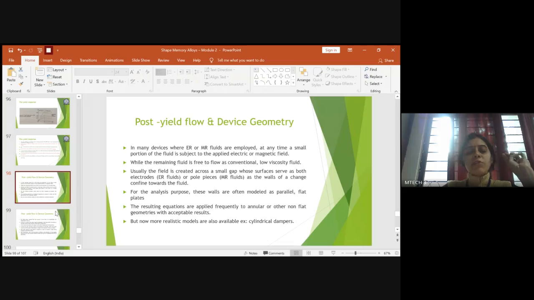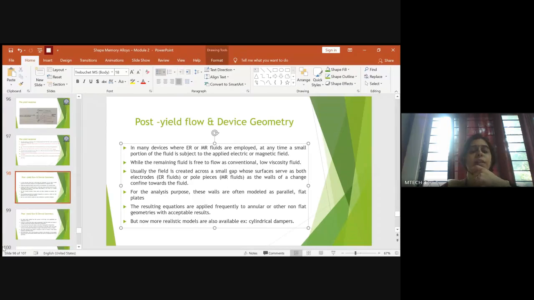So this was what was clarified related to the pre-yield. Later you have the last part of the mathematical model. We studied two mathematical models. One is the Bingham plastic model. The second is the pre-yield response, in which we dealt with the complex shear modulus, which includes the storage modulus and the energy dissipation. And thirdly, you should understand the post-yield flow and device geometry. This is a bigger one which has a derivation as well. We'll see how much we can cover.